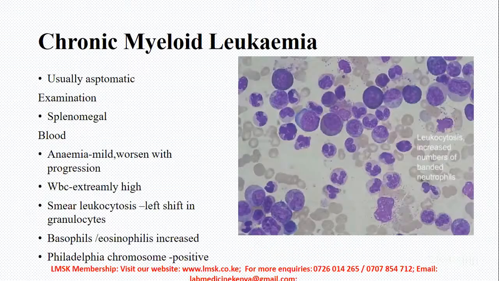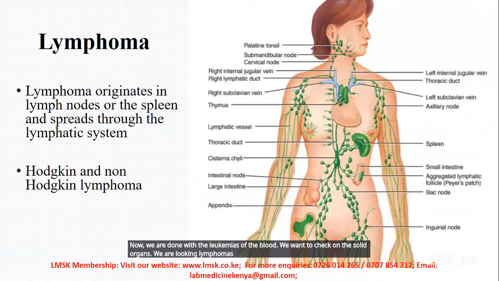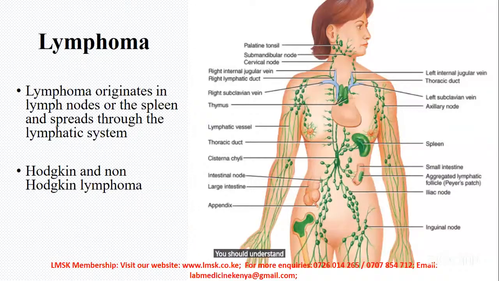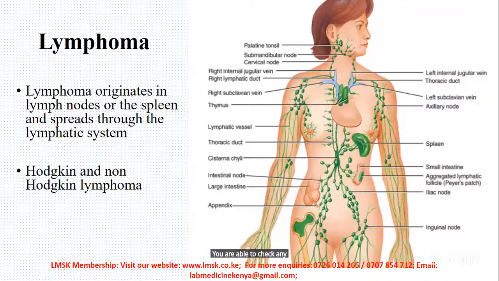Now we are done with the leukemias of the blood. We want to check on the solid organs where lymphomas can also grow. And for this one, you should understand the lymphatic tree of someone. The lymphatic tree has several locations. The way I've drawn this one, you are able to check, any green dot is a part of the lymphatic tree. And the lymphomas generate themselves at the site of those lymph nodes.